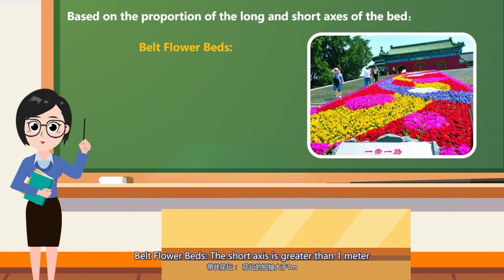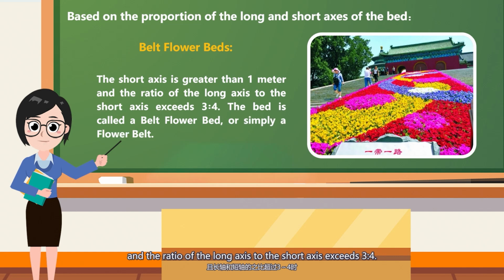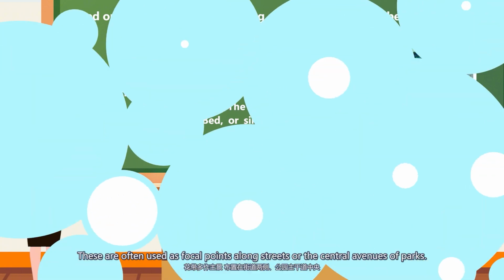Belt flower beds. When the short axis is greater than 1 meter, and the ratio of the long axis to the short axis exceeds 3:4, the bed is called a belt flower bed, or simply a flower belt. These are often used as focal points along streets, or the central avenues of parks.